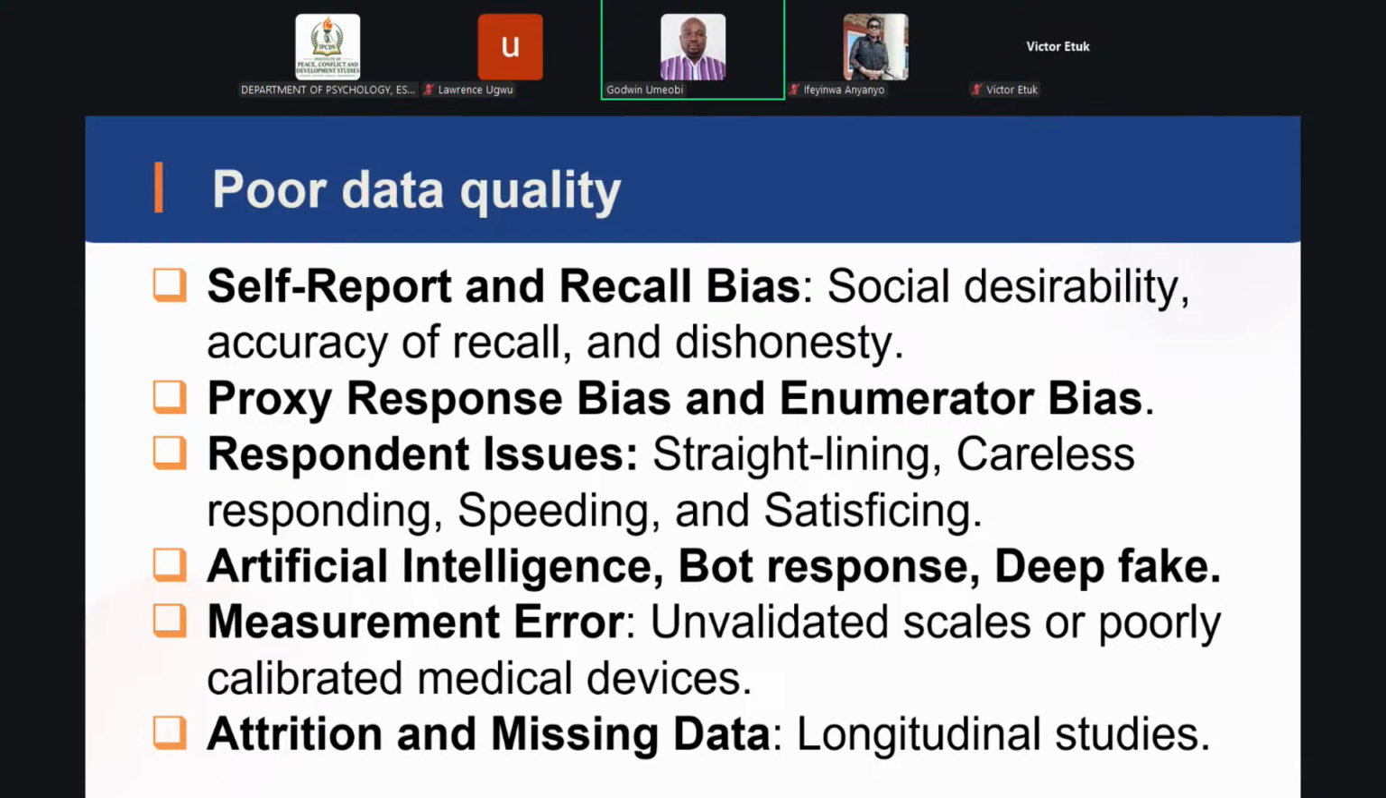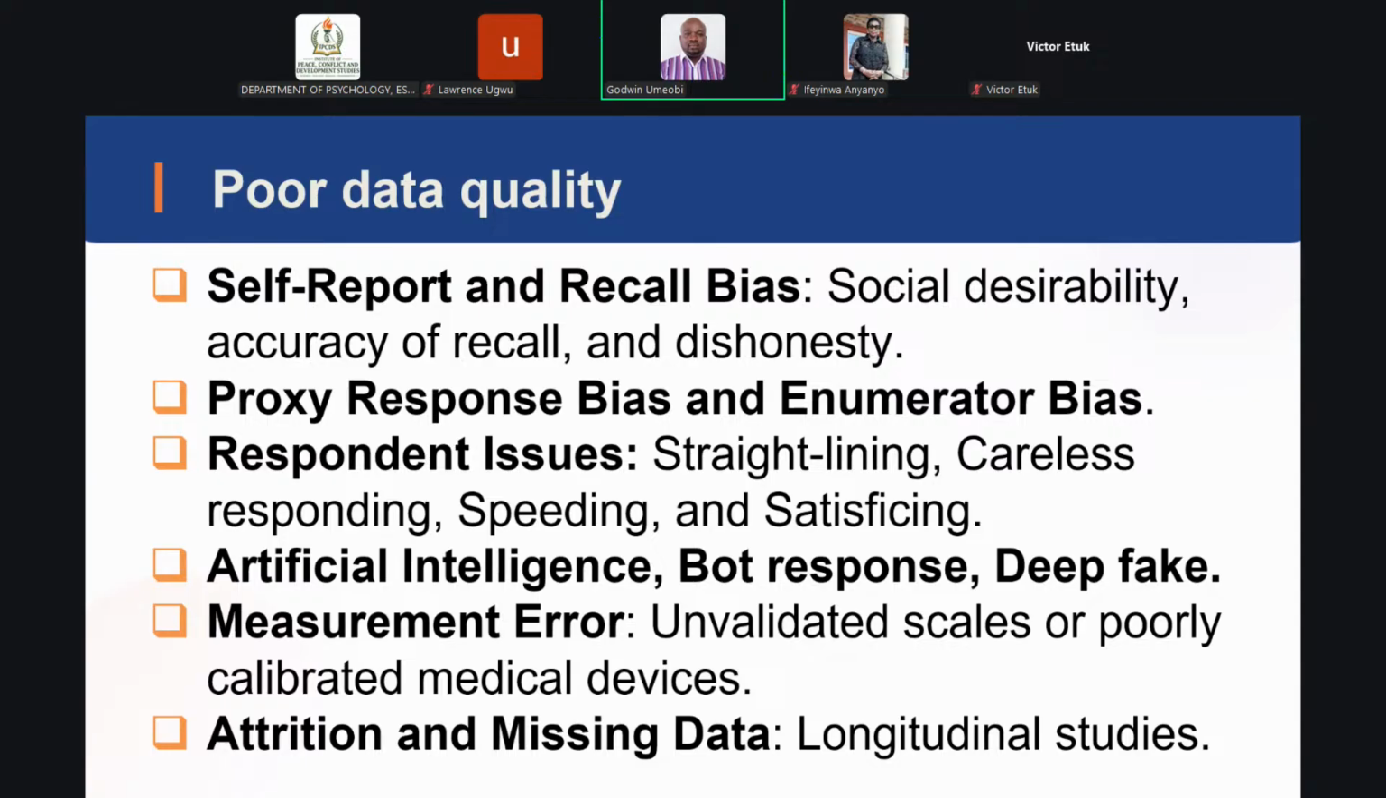So that's why advisors and supervisors should be more engaged in data collection when their mentees are collecting data, because at the age we are in, bot responses, AI, and deepfakes can bring in a lot of things that we think are real data that represent a particular population on Earth, but that does not represent any population.